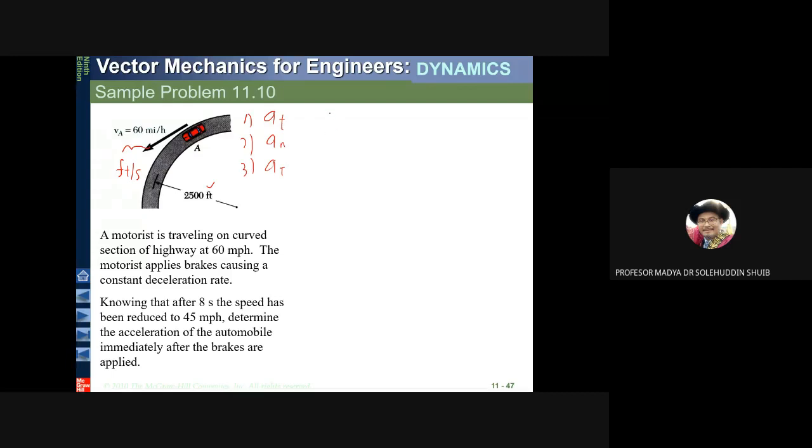So how to do the conversion for 60 miles per hour? 1 mile equals 5,280 feet, and 1 hour has 3,600 seconds.